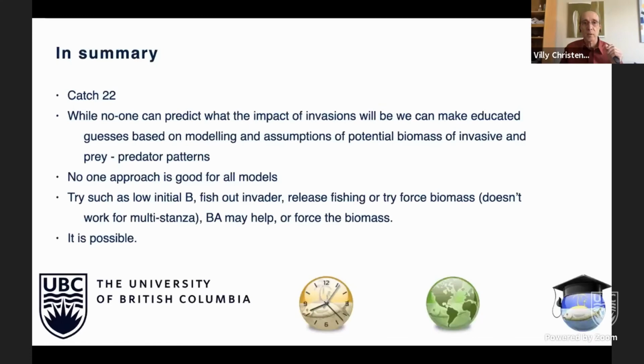In summary, yes, there is a catch-22 when we're talking about invasive species, those that come in and take over the ecosystem. What is the effect going to be of those? That is really difficult to predict, but there are a number of things that we can do to make educated guesses about the impact that they may have on invasive and other species. It's also quite clear that there isn't just one way of modeling these invasions.